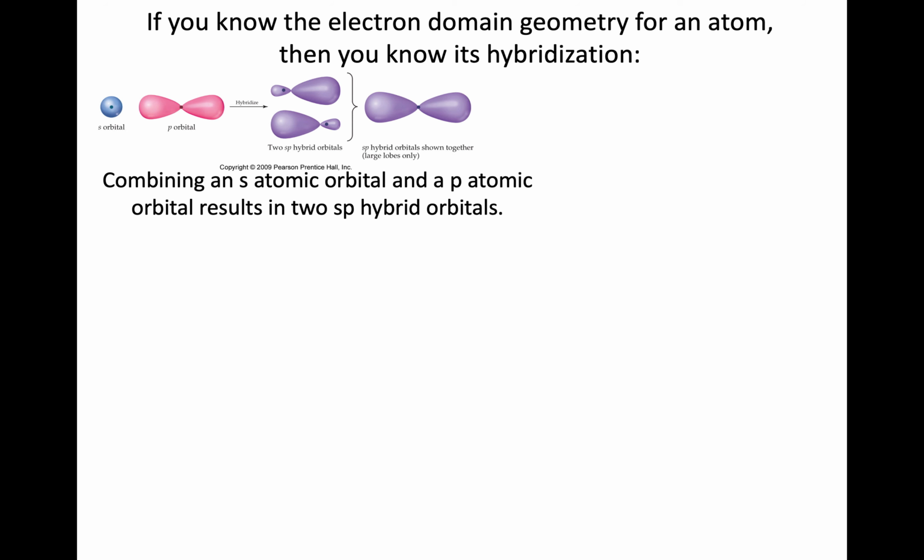If we know the electron domain geometry for an atom, we know the appropriate hybrid orbitals that will work. If I am seeking to explain a linear geometry, two electron domains, I'm going to combine an s orbital with a p orbital and form two sp hybrid orbitals. Here they are, and when they show them both in the same overlapping region, that's what they're showing here. One of the lobes is pointing to the left, one's pointing to the right. Combining an s orbital and a p orbital results in two sp hybrid orbitals. So I'm going to use sp hybrid orbitals whenever I have two electron domains.